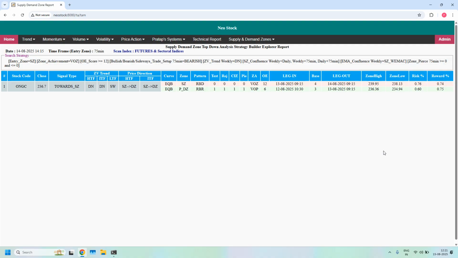So this is about the bearish trade setup for weekly income trade. So we have completed weekly income trade report generation. Next I will be generating daily income trade reports.